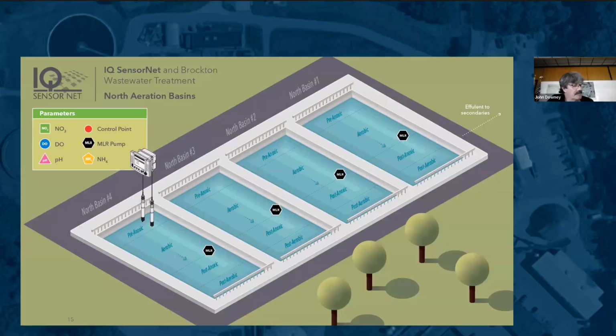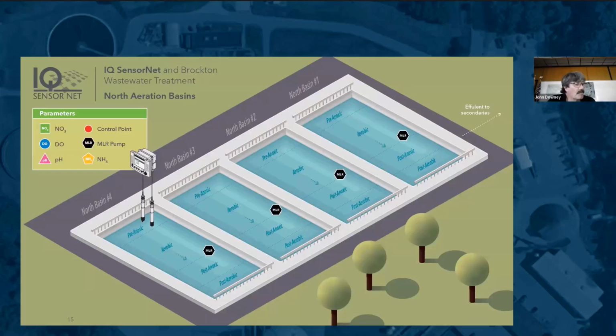You can see the placement of our internal recirculation pump, those black stop signs there, which are at the end of the aerated section. This brings fully nitrified, or as fully nitrified as we're going to get, liquid back to the basin head, where it re-enters the basin directly below the inlet.